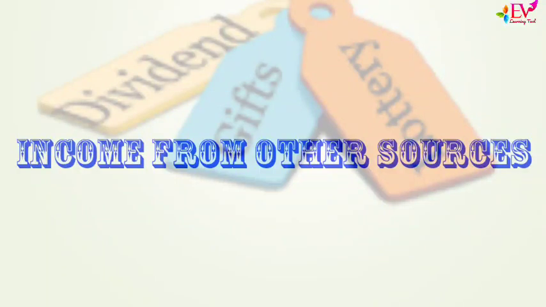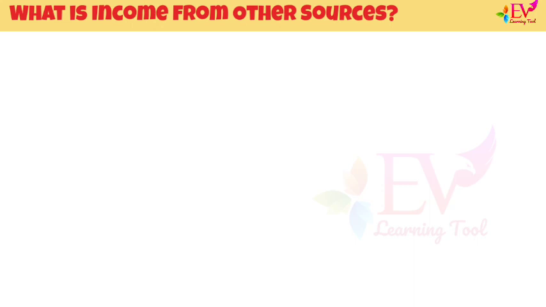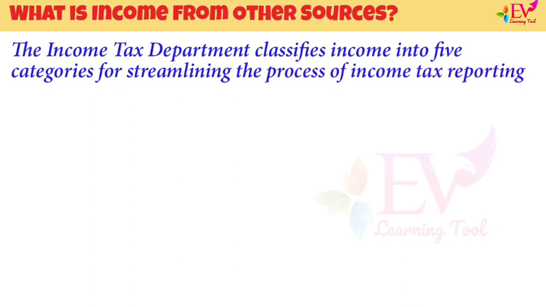In this video you will learn about income from other sources. What is income from other sources? The Income Tax Department classifies income into 5 categories for streamlining the process of income tax reporting.